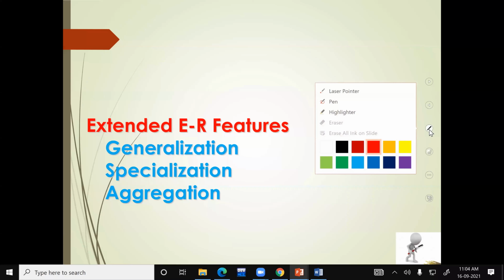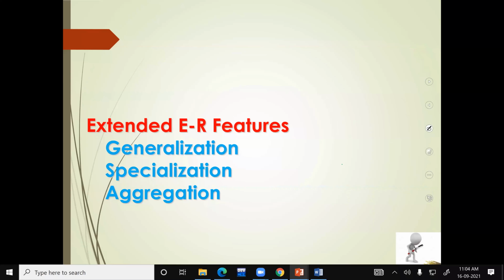Today we will be going on to a new topic, extended ER features. We very well saw how to draw an ER diagram, the various kinds of things which will come under that, and, given an ER diagram, how you can construct tables from it. We did see this much.